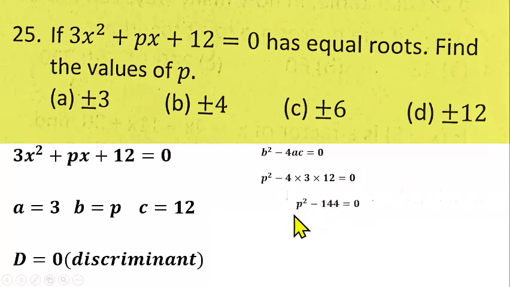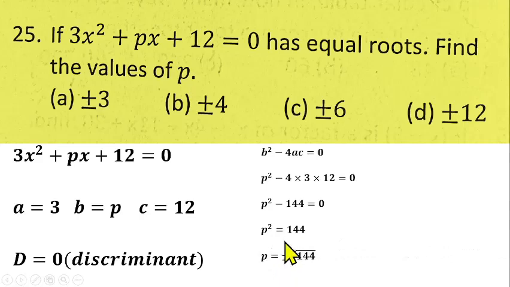Simplify, you have p squared minus 144 equals 0. Collect terms, p squared equals 144. Take the square root of both sides, you have p is equal to plus or minus the square root of 144, so p will be equal to plus or minus 12, which is option D.